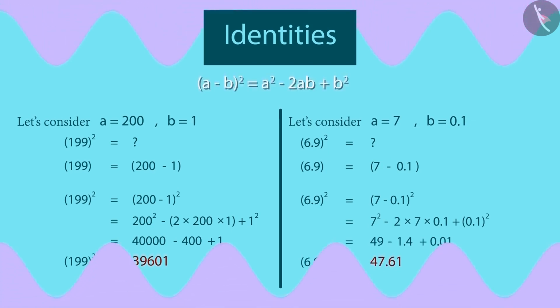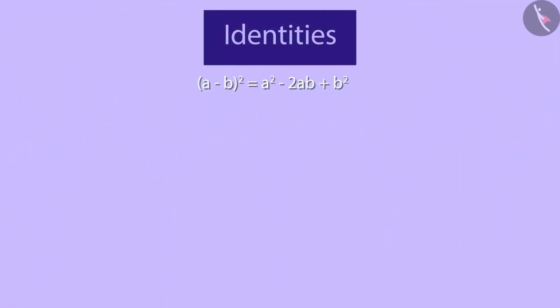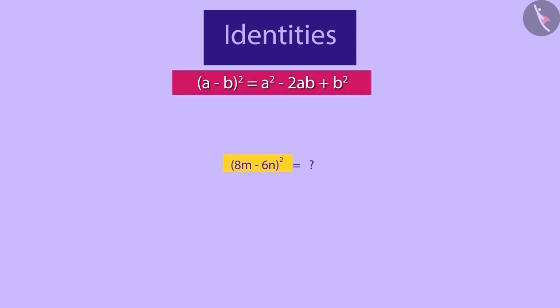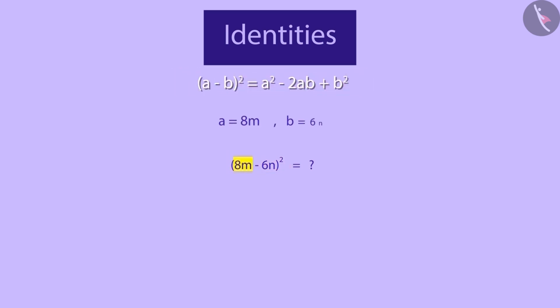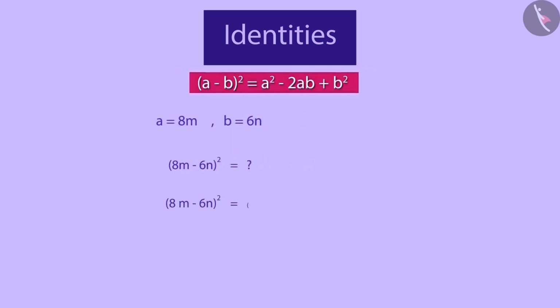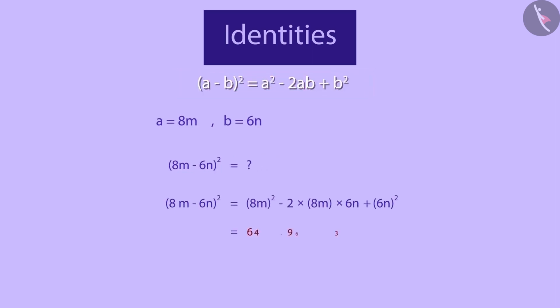Now let's look at one more example. Can you find the value of 8m minus 6n raised to the power of 2? We can find the value of this by using the same identity. Here, a will be equal to 8m and b will be equal to 6n. So, by substituting this in the identity, we will get this. Therefore, the final answer will be this.